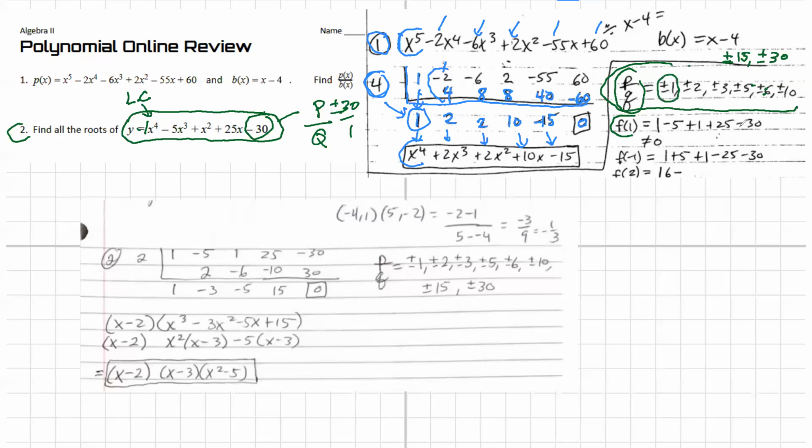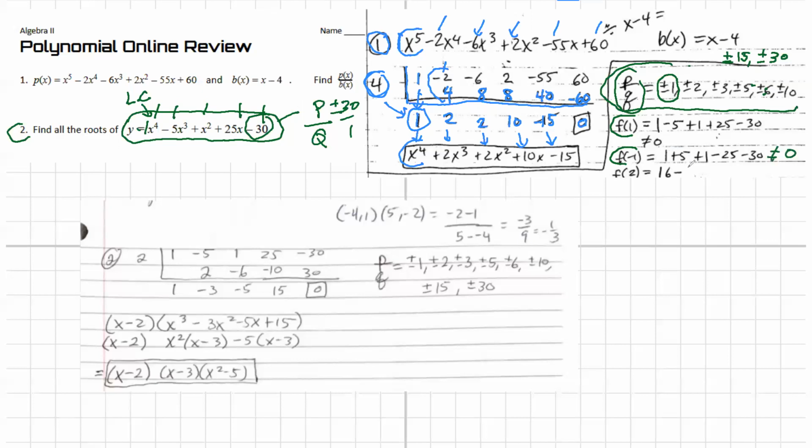So I plug in 1. It didn't work. When I plugged it in, I plugged it into here. I got 1 minus 5 plus 1 plus 25 minus 30. And I could see that wasn't going to equal 0. So I just put not equal to 0. Then I tried negative 1. I got 1 plus 5 plus 1 minus 1. This is way too much. This is not going to cancel with all this. So that's not equal to 0.